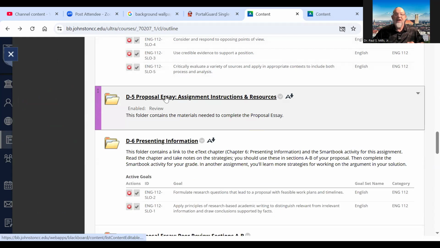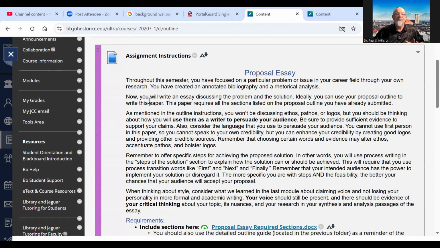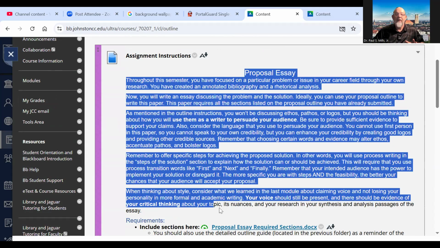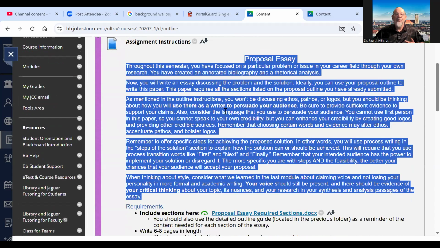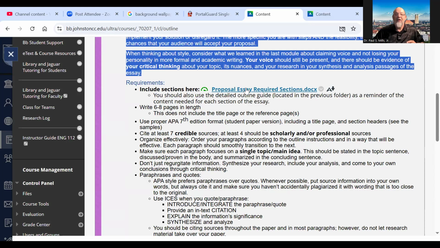D5 is the actual assignment instructions and resources. This is the meat. That explains what to do with the proposal essay. Please read over this information very carefully. This is some repeat information from the outline. I'm not going to read over it again. Here are the required sections. Again, take a look at this document.